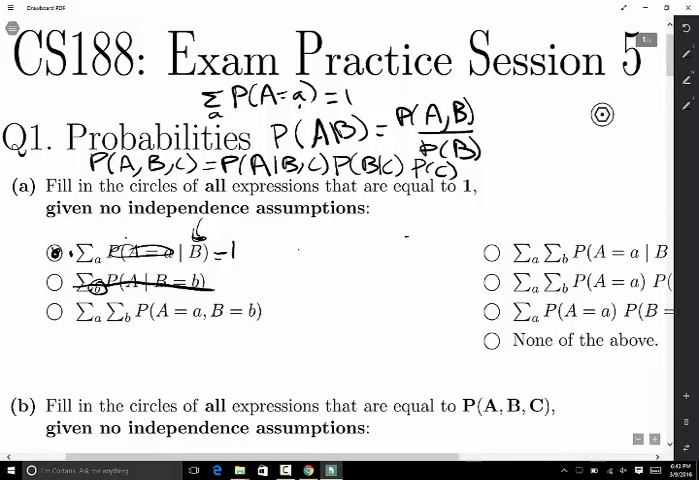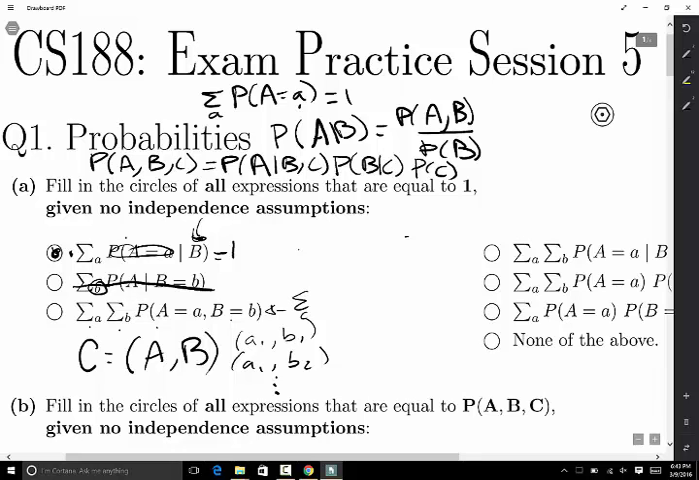The next one we have the joint probability of A and B, and we're summing over A and B. So this is like if we made a new random variable C that was just equal to the tuple A comma B. And its possible values would be A1 and B1, or A1 and B2, etc. And so in this expression here, this is equivalent to summing over all the possible C values of the probability of C, which we know is equal to 1 from the law of total probability.